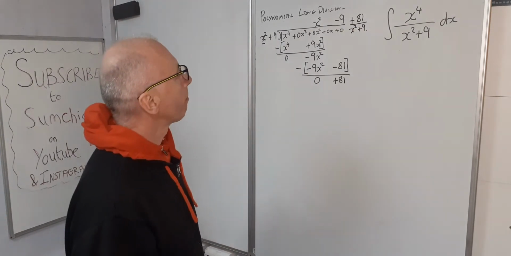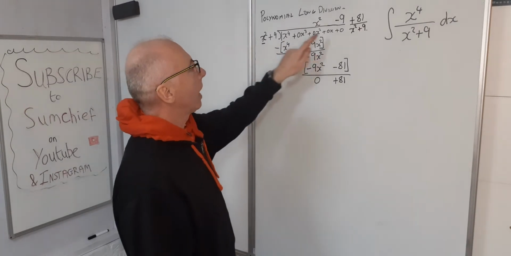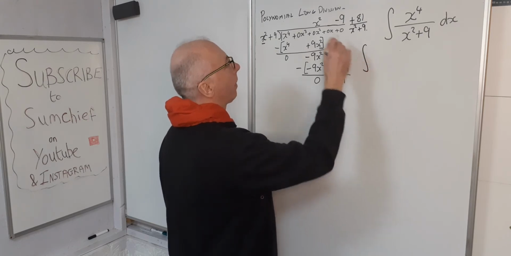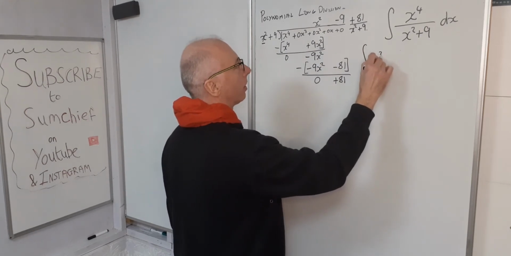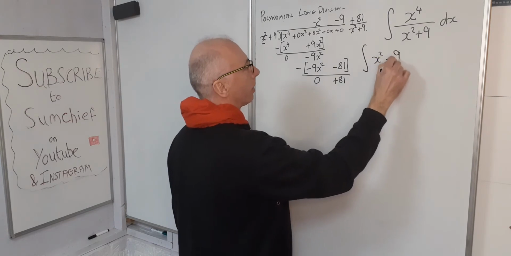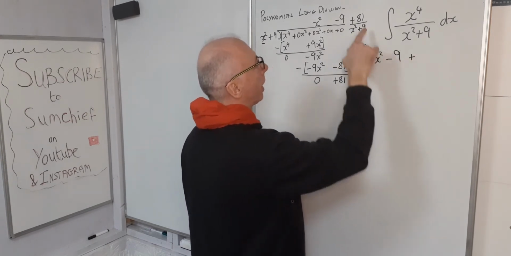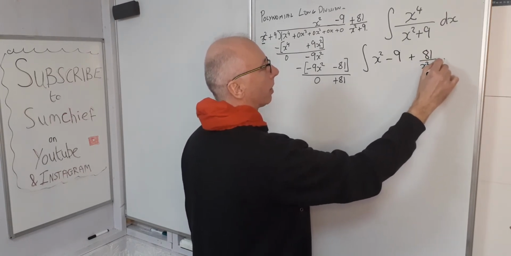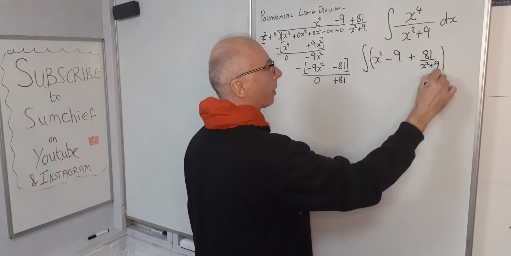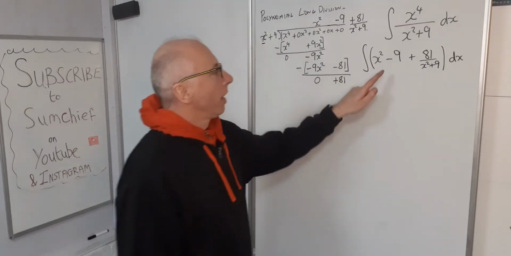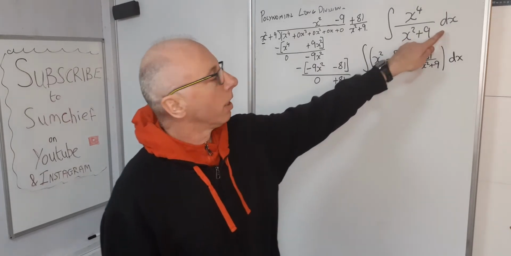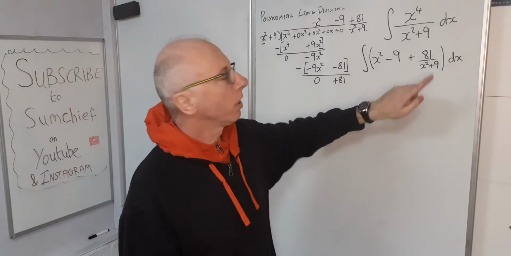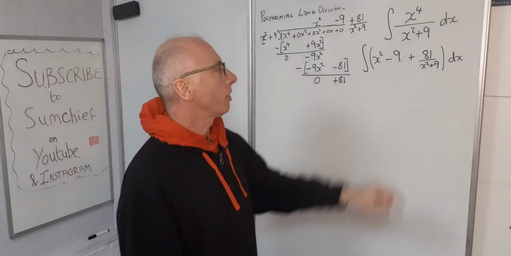That's our remainder. Okay, so now what we've worked out, that polynomial long division of this is the equivalent of x² minus 9 plus 81 over x²+9. And then just to be technically correct, we put that in brackets. Then this is the same as this. So if you substitute a value for x, let's say 5, and plug that into that one, you'll get the same answer. So we haven't changed the value of this.